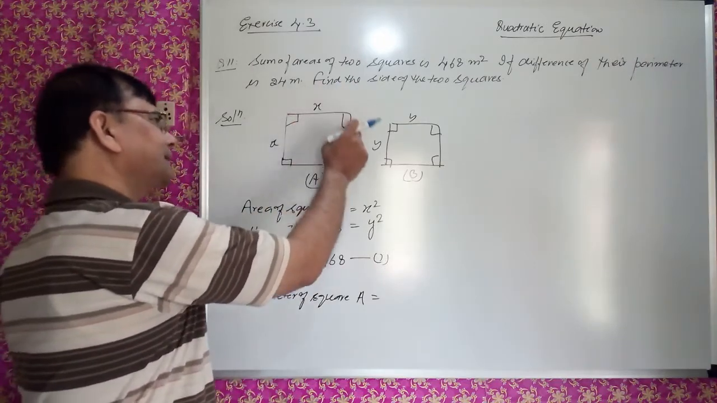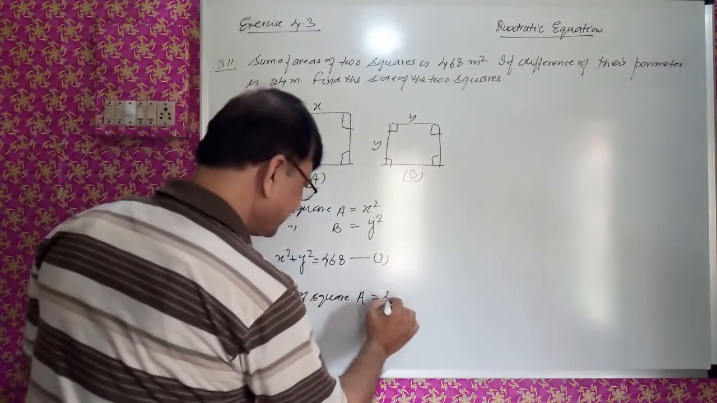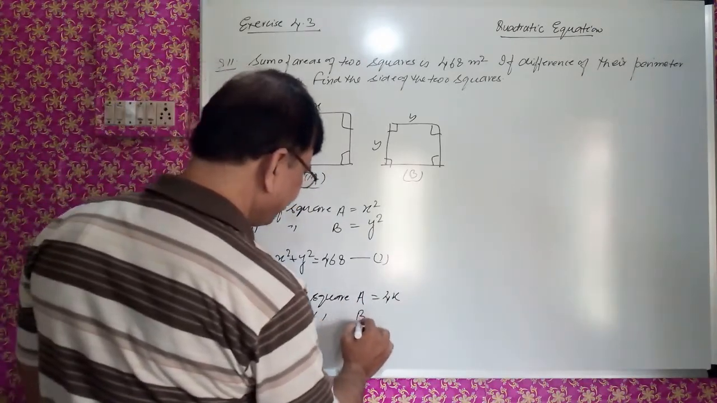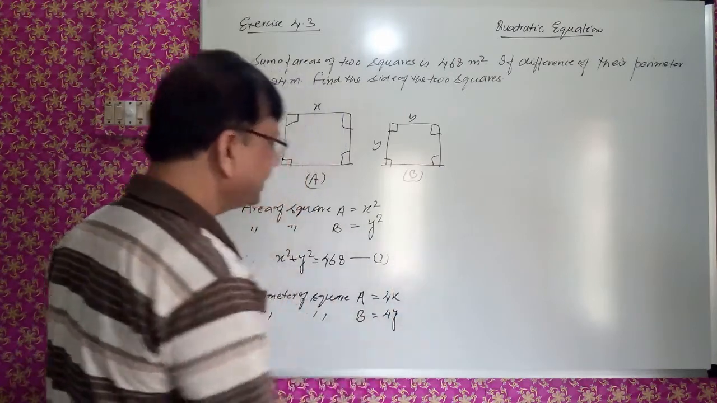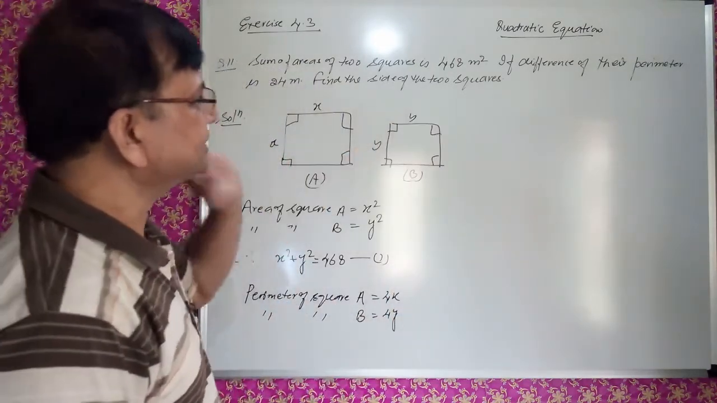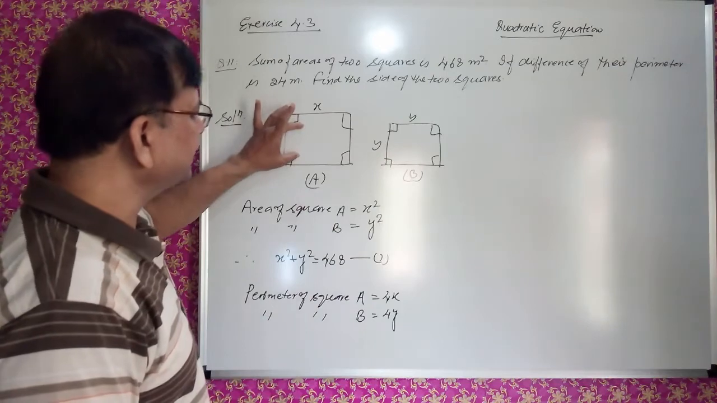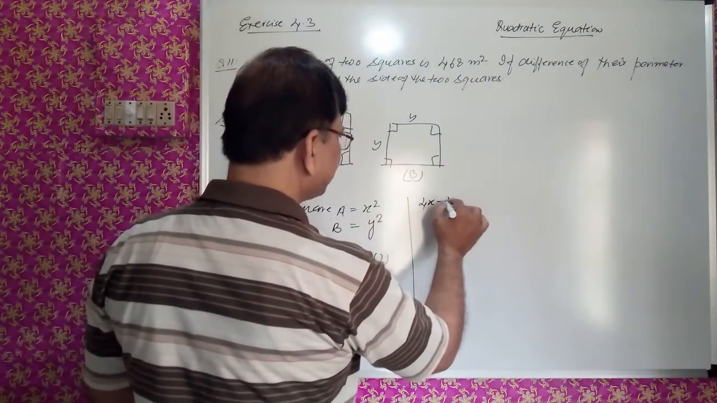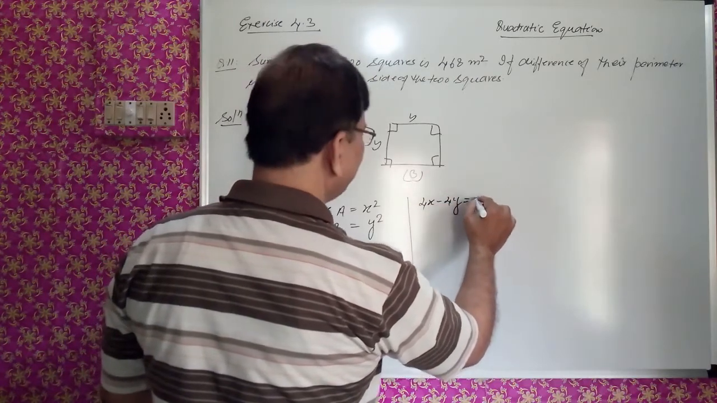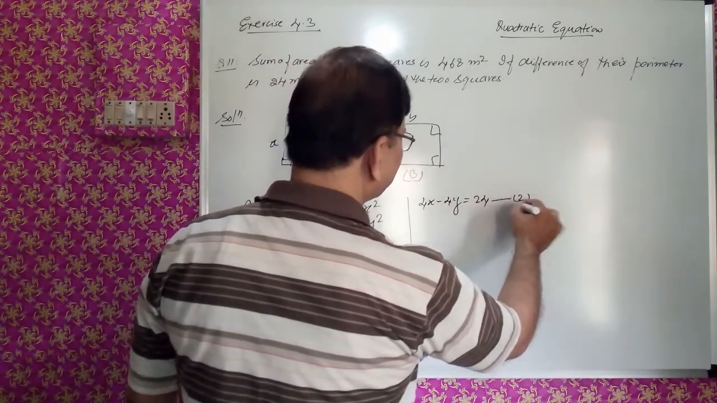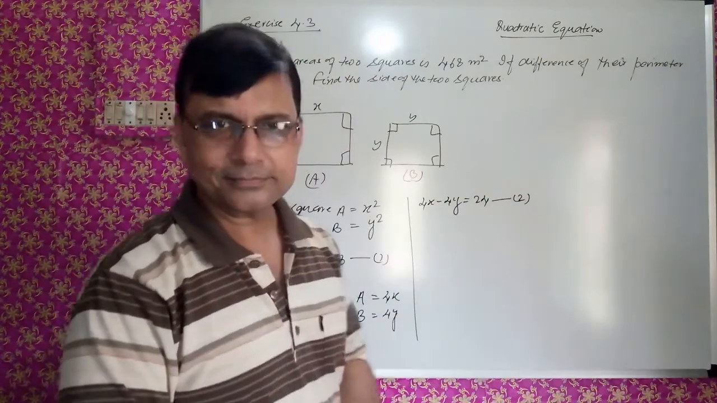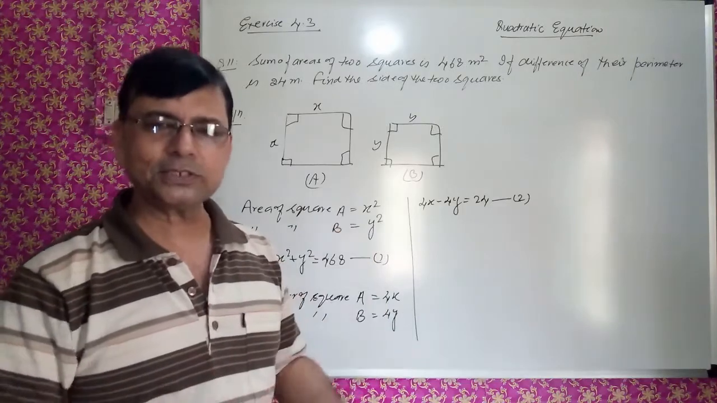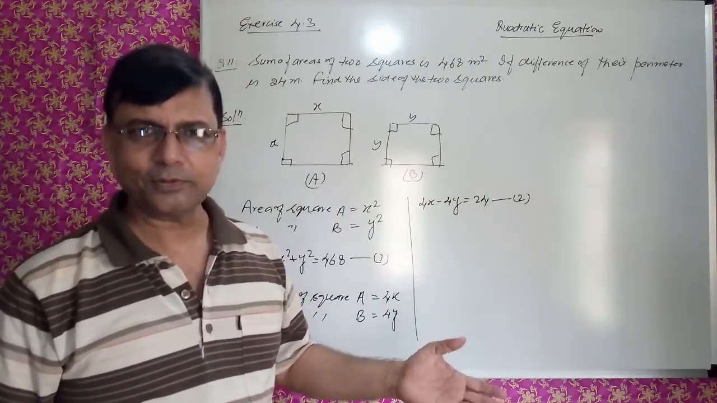x plus x plus x plus x, that is 4x. Similarly, the perimeter of square B is equal to 4y. Given the difference, bigger square minus smaller square, we get 4x minus 4y equal to 24. Equation number 2. Over. From the statement, we converted this into the form of equations. Problem is solved. You have got the solution.